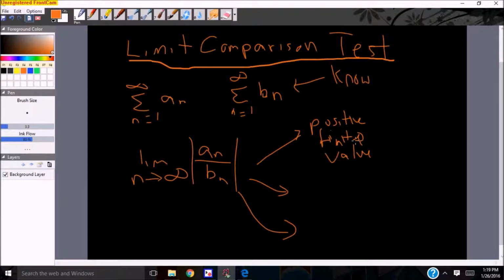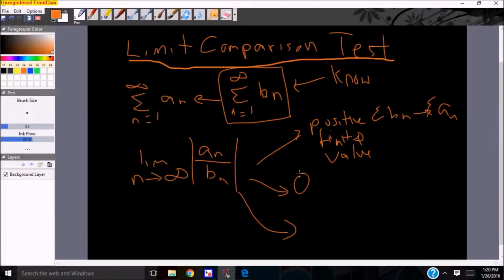If that's the case, then whatever b sub n does, a sub n does as well. So if we get a positive finite value, then whatever b sub n does is also what a sub n does. For example, if b sub n converges, then a sub n would also converge. If b sub n diverges, then a sub n will also diverge. So whatever that sum does, this sum will do.